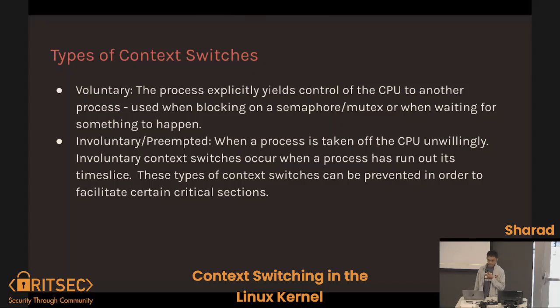The second type is an involuntary context switch. This is when a process is taken off the CPU unwillingly. Involuntary context switches almost exclusively happen when a process exceeds its time slice. So this can be problematic in very specific situations where if you get kicked off the CPU and you're still holding a lock, then you're basically kind of screwed because that would cause a deadlock really easily.